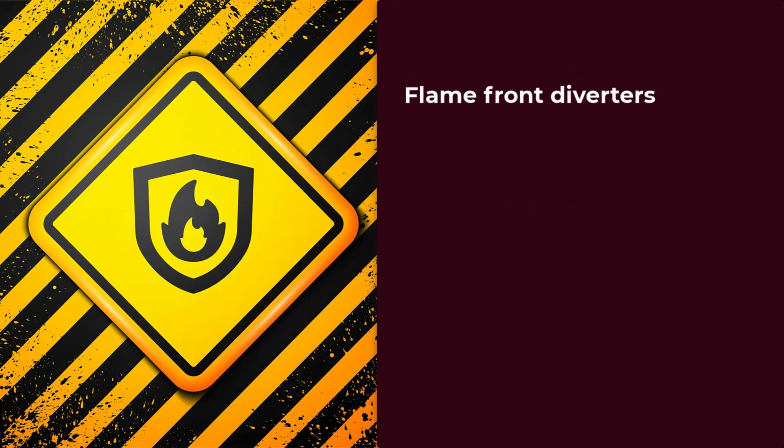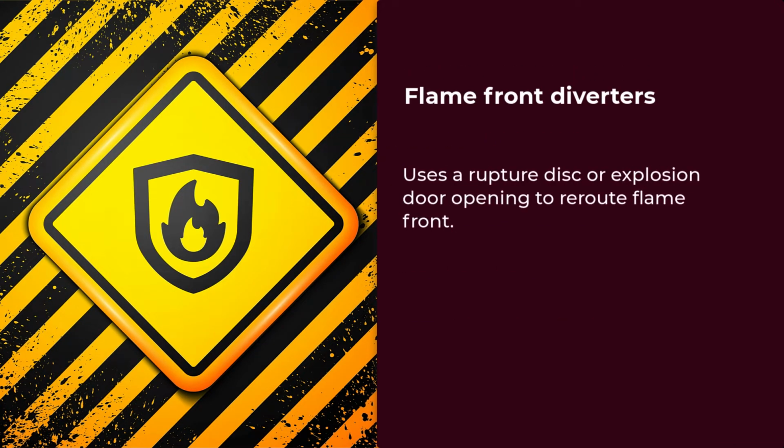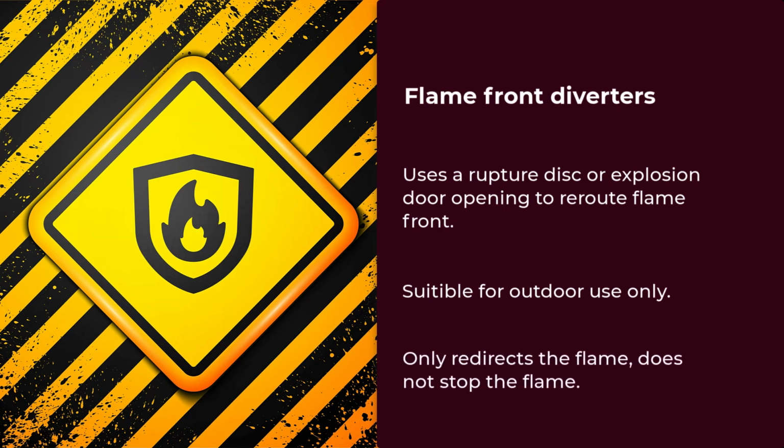Flame front diverters reroute the flame front from the atmosphere through an opening such as a rupture disc or explosion door to minimize the flame from passing through. These devices only are suitable for use outdoors in an orientation that enables safe flame ejection. Because they redirect but do not completely block flame passage, flame front diverters can't serve as the only means of isolation if the design intent is to completely stop flame propagation.